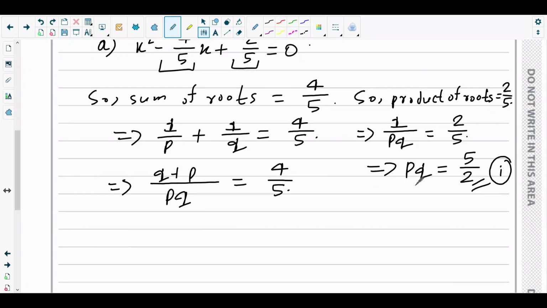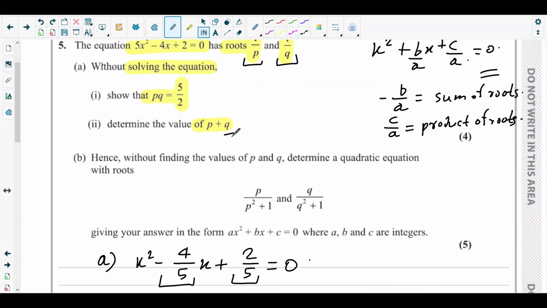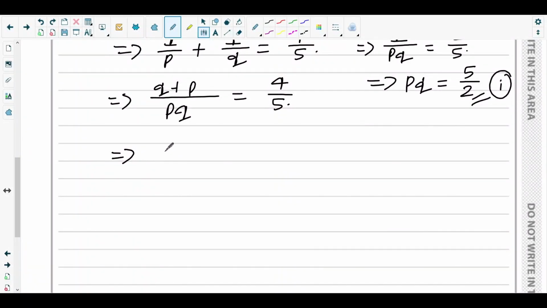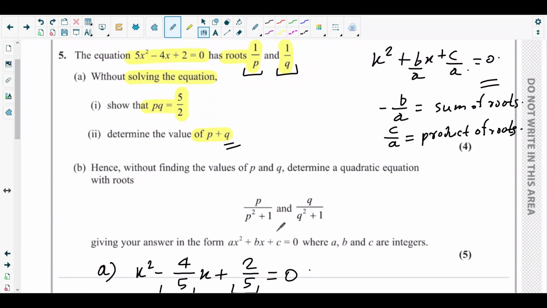Now use this value of pq to get the value of p plus q, asked in part 2. So p plus q would be 4 over 5 times pq. pq is 5 over 2, so that gives 4 over 2, the 5 cancels out, so it is just 2. That's the answer for part 2 of A from question number 5. And that's all about part A.